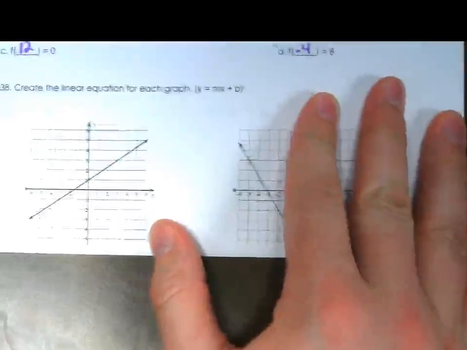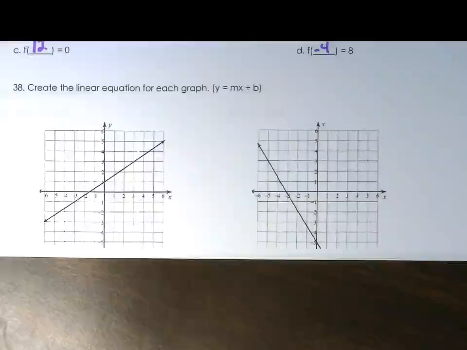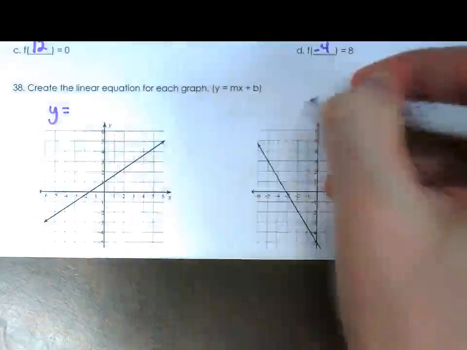All right, and last but not least, we're looking at number 38. It says create a linear equation for the graph y equals mx plus b. So just to give you a heads up, they're all going to start out y equals.